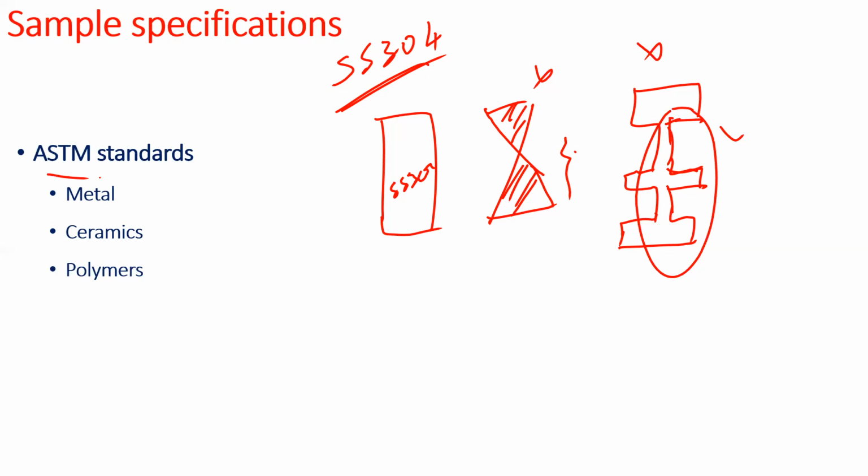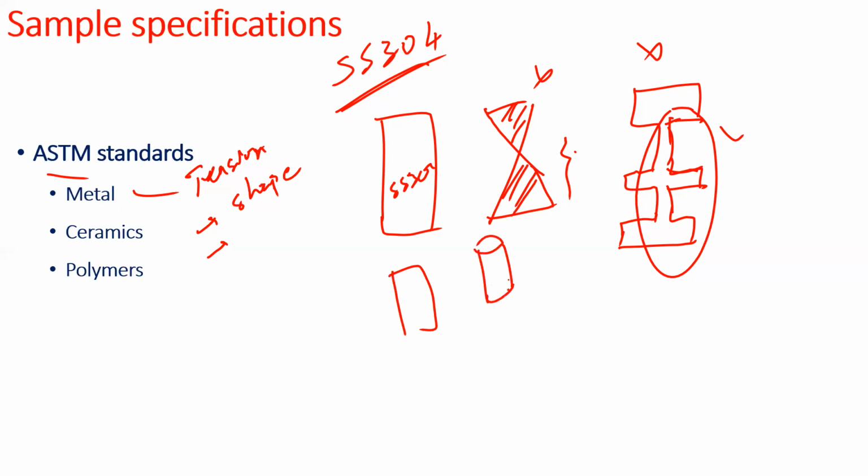In each case, let's say we pick up metal. For metal, if I have to do a tension test, there is one kind of specification or standard. What does that standard have? The standard has the following. First, it will definitely specify the shape, as in rectangular or cylindrical.